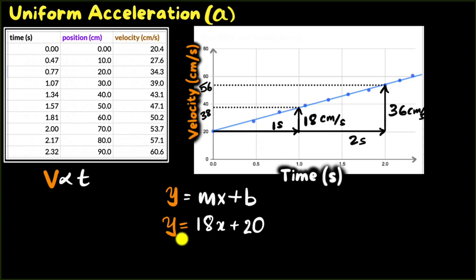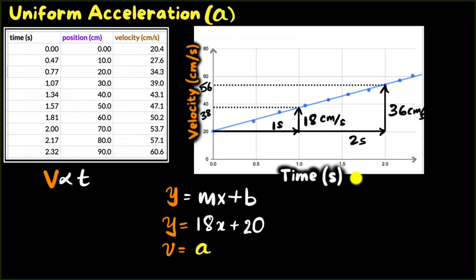But now let's see what these numbers represent. Y represents our velocity. So this will be our velocity. What does 18 represent? Well, look at the units. It's 18 centimeters per second per second. That's a slope, right? That is centimeters per second squared. That is your acceleration, okay? That is the acceleration. So 18 here represents the acceleration.